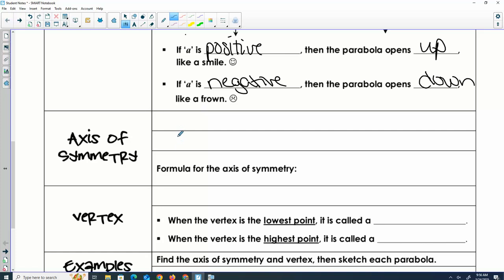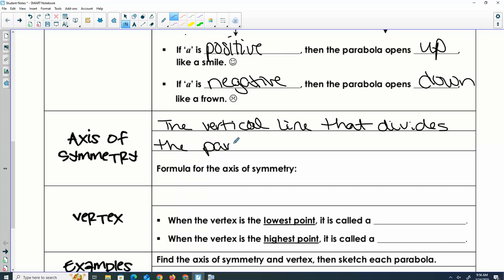So the axis of symmetry is the vertical line that divides the parabola into two equal halves.